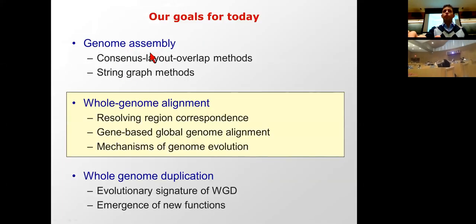So who's with me on the two different strategies? On one hand, you have the consensus layout overlap strategy. On the other hand, you have the string graphs that you can build from the bottom up, where you trace these reads and then figure out how they connect and then reason about the flows in and out and then resolve these flows. Yes? Oh, so far so good? Okay, yeah.